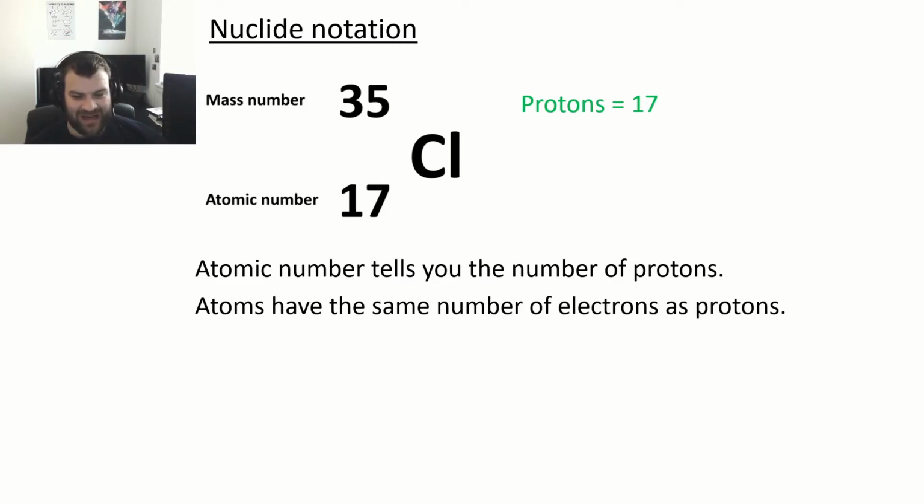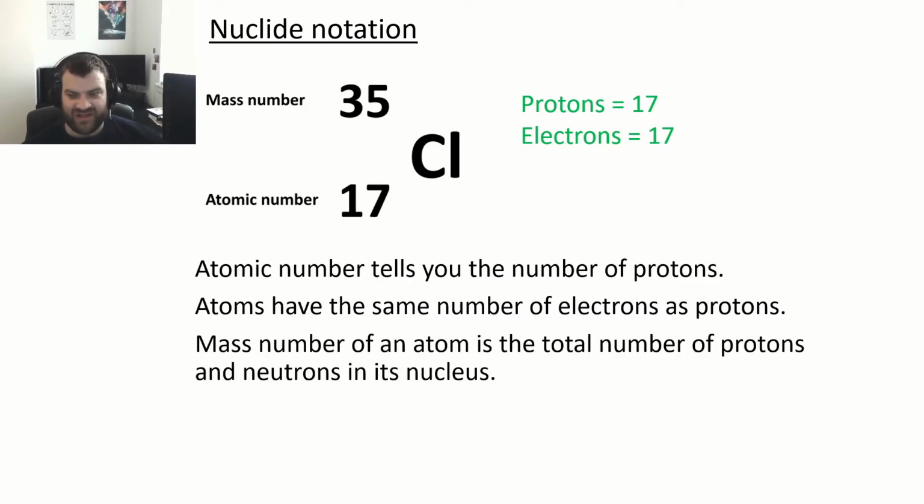When we have an atom, atoms have the same number of electrons as protons. So we have the same number of positives as we do negatives. So if we've got 17 protons in our atom, we have 17 electrons in our atom. Last piece of information we need is the number of neutrons, and we are going to use the mass number. The mass number is the total number of protons and neutrons. So if we've got 32 protons and neutrons, and we know we've got 17 protons because of the atomic number, if we take those numbers away from each other, then we end up with our neutrons being 18.